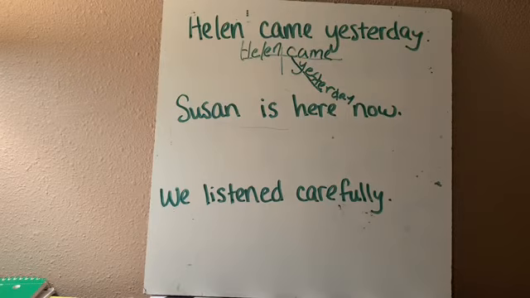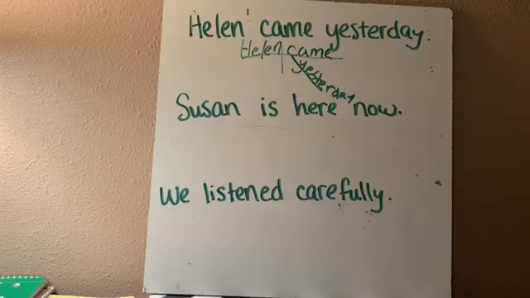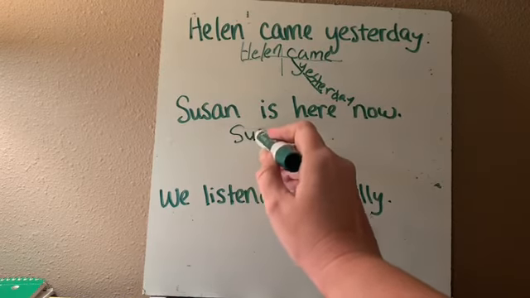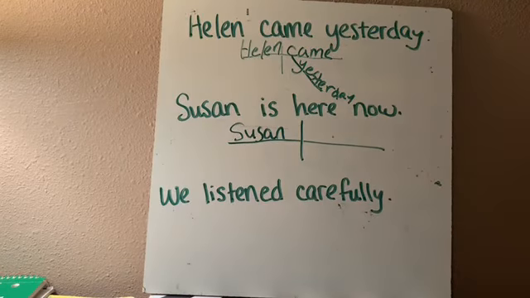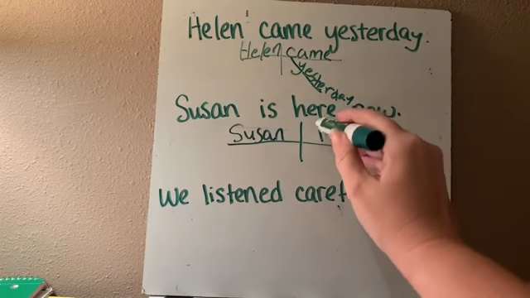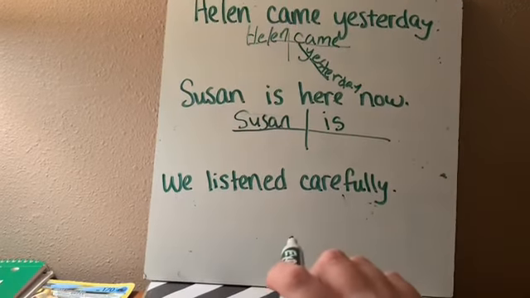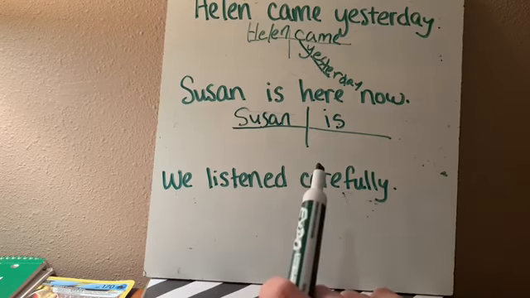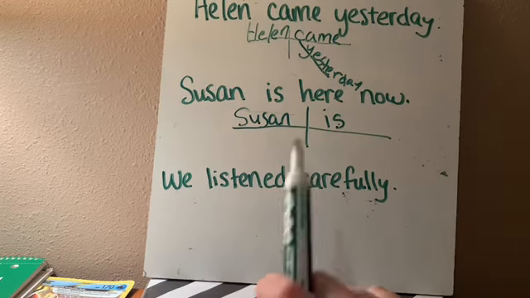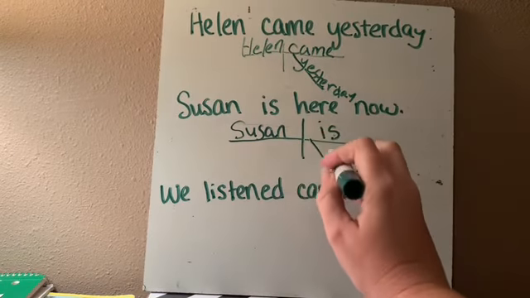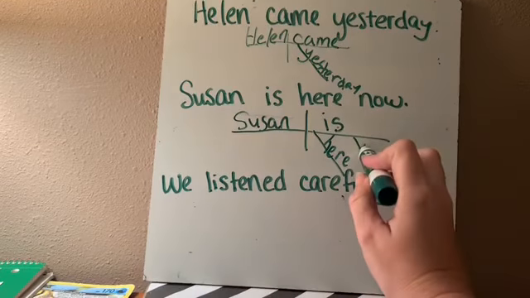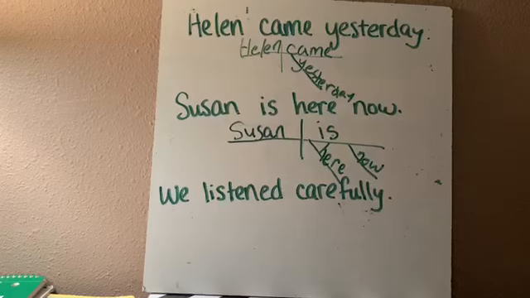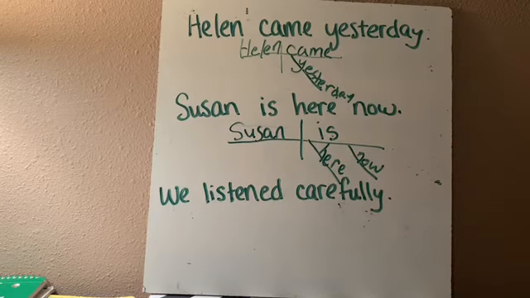Susan is here now. What is my subject? Susan. What is my verb? It's a linking verb. Is. Okay. Adverbs tell me how, when, and where. Where is Susan? She's here. When? Now. Very good. So those two words don't end with ly, but they tell me how, when, or where.